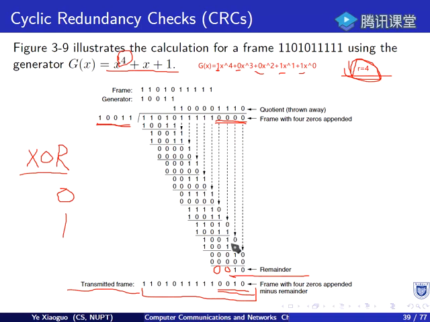So this is 0, 1, different. So then at the last, we get this, 0010. That is the procedure of the CRC calculation.